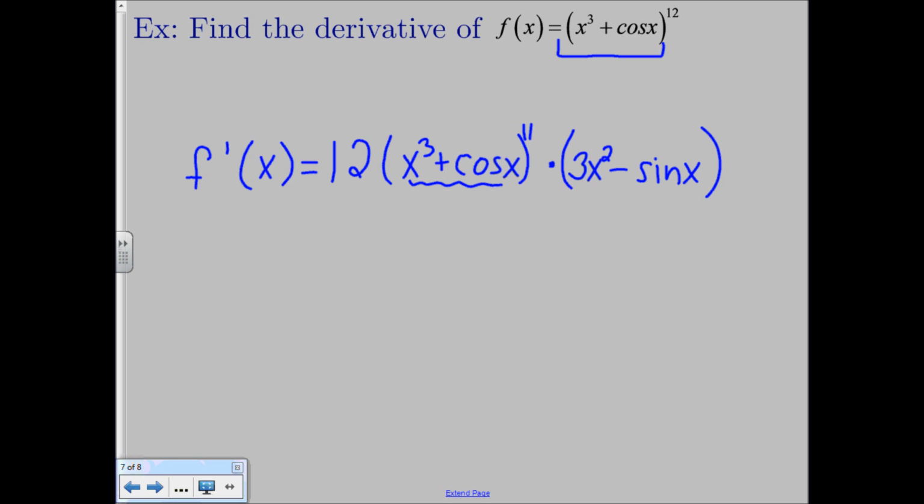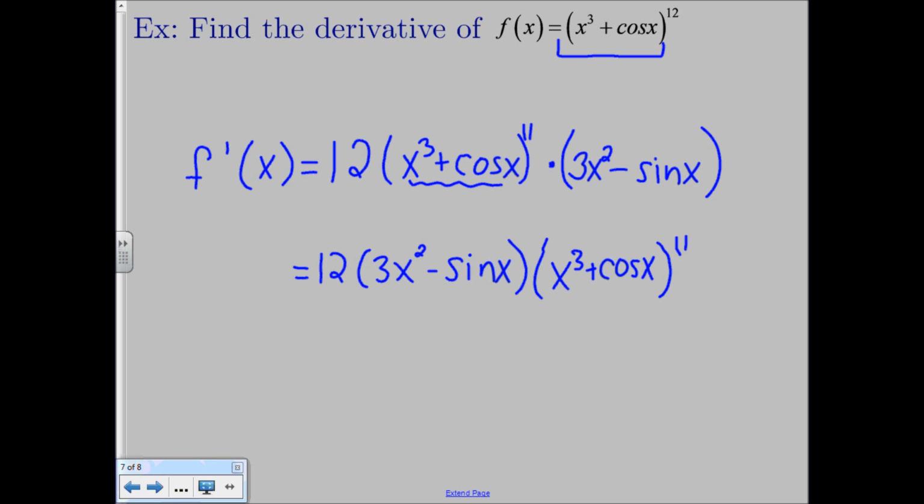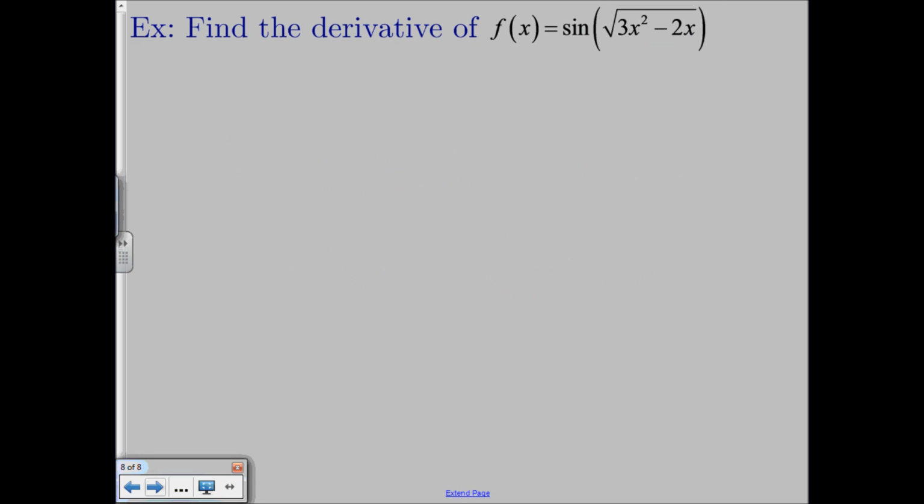So there we go. That's your derivative. Maybe we'll rewrite it to look like 12 times, not x cubed, 3x squared minus the sine of x, all times x cubed plus cosine of x raised to the 11th power. Okay, let's see, I think we have one more to go.